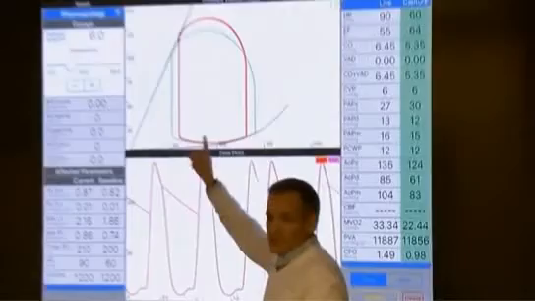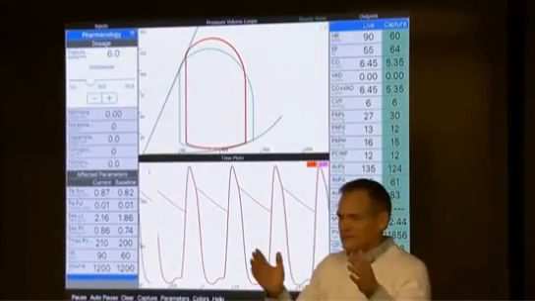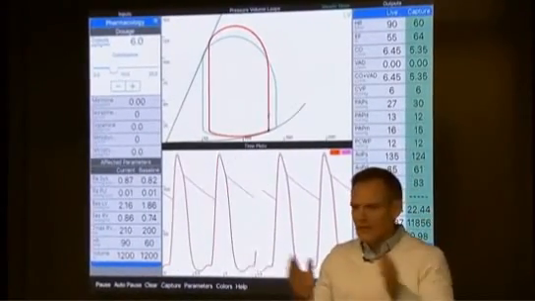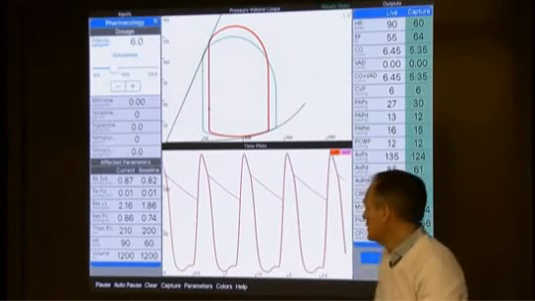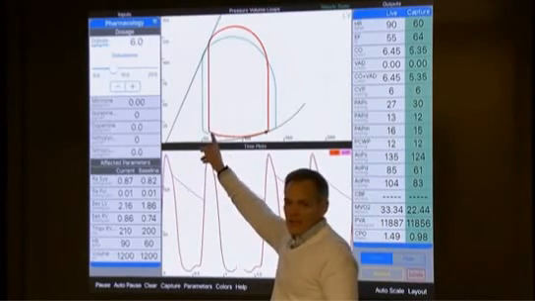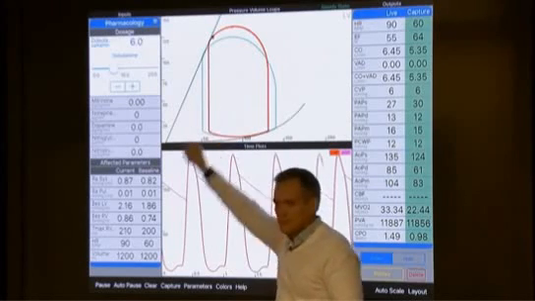But in general, when we changed heart rate, what happened to that loop? Narrowed and got taller, right? That's a common representation of a heart rate change in the PV loop. So the stroke volume went down, so you're sacrificing some stroke volume to get pressure, okay?